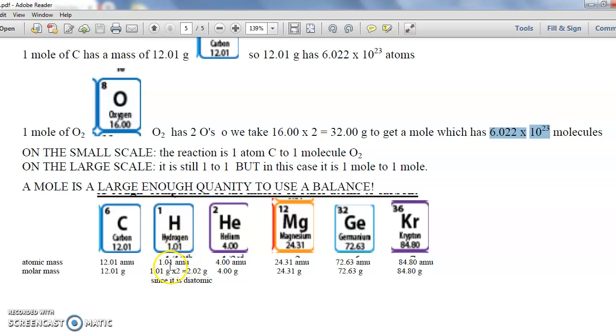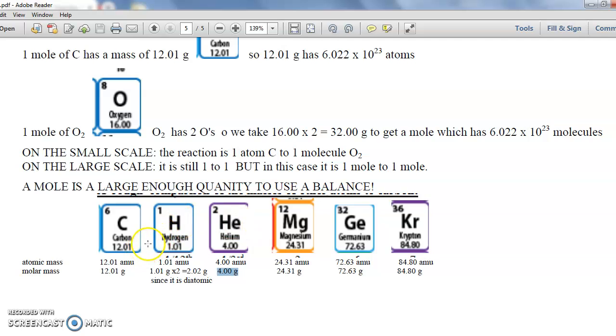A hydrogen atom is 1.01 AMUs. What is a mole of hydrogen atoms? 1.01 grams. But hydrogen, like oxygen, is diatomic. They come in twos. So what is a mole of hydrogen molecules? 2.02 grams. Helium. A helium atom is 4 AMUs. If I want 6.022 times 10 to the 23rd helium atoms, I would need 4 grams because that's a mole. 4 is the molar mass.